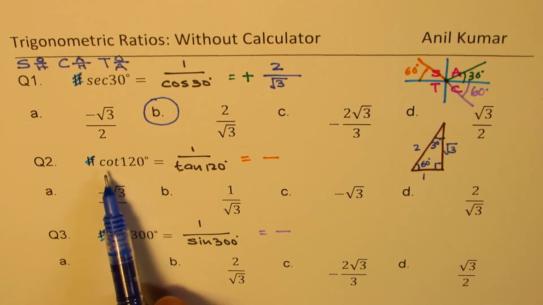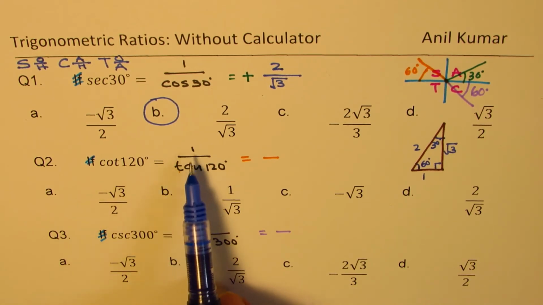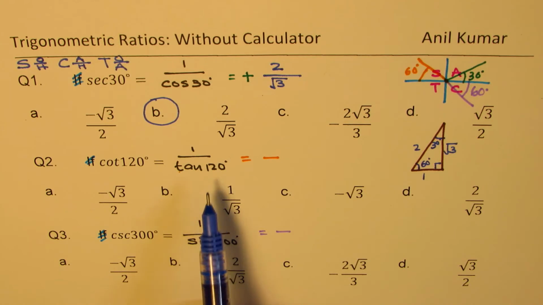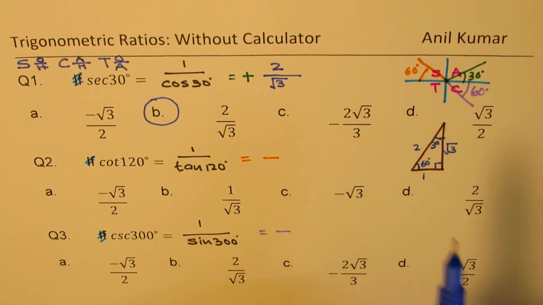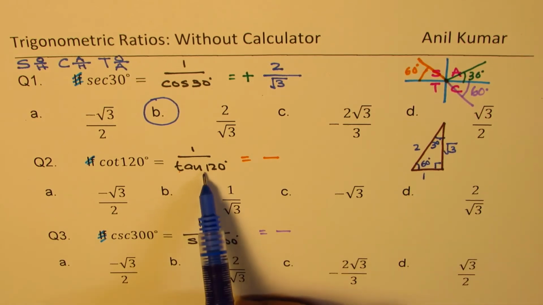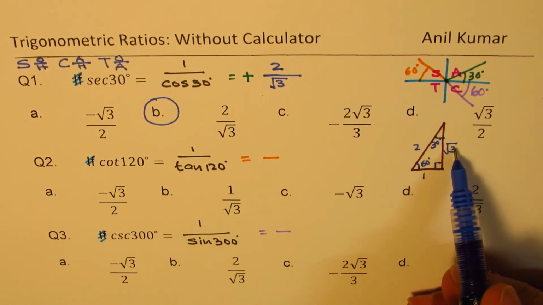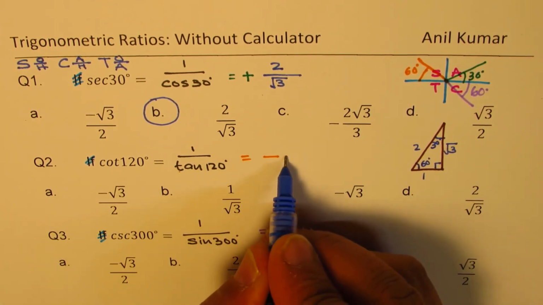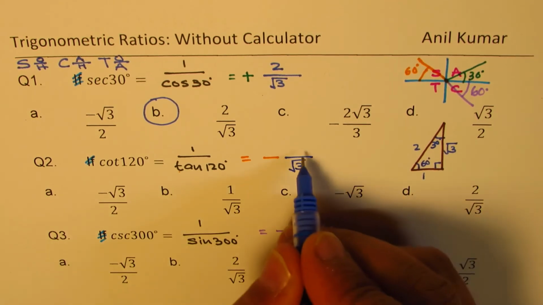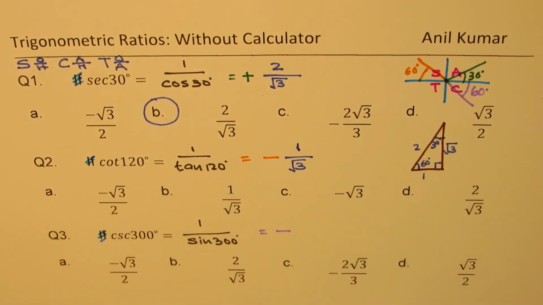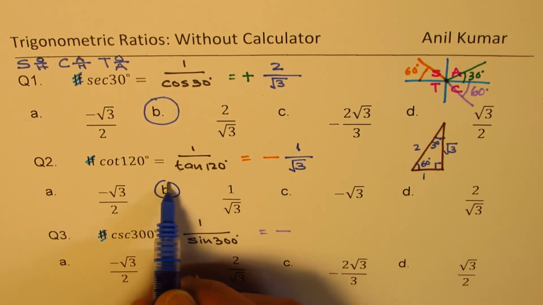Question number 2. Now we are looking for cotangent 120, which can be written as 1 over tan 120. 120 is in quadrant 2. Acute angle is 60 degrees. So we're looking to 60 degrees and the value of tan. Tan is opposite over adjacent, square root 3. So in this case, we get square root 3 over 1, right? So 1 comes here since it is in the denominator. So we get 1 over square root 3, which is option B.